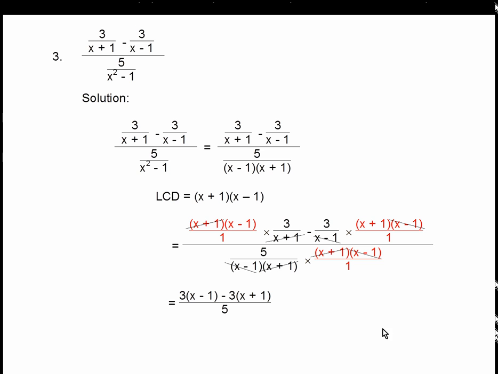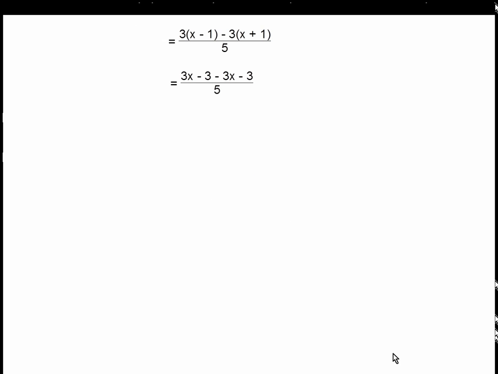Okay, we now have to distribute in the numerator. So I'll have 3x minus 3 minus 3x minus 3 all over 5. Now again, this was the last line from the previous slide. So 3x minus 3 minus 3x minus 3. And now combine terms. 3x minus 3x is 0. Minus 3 minus 3 is minus 6. So the answer is negative 6/5.